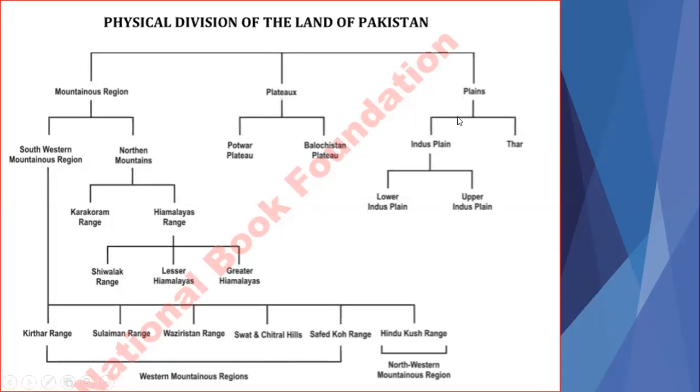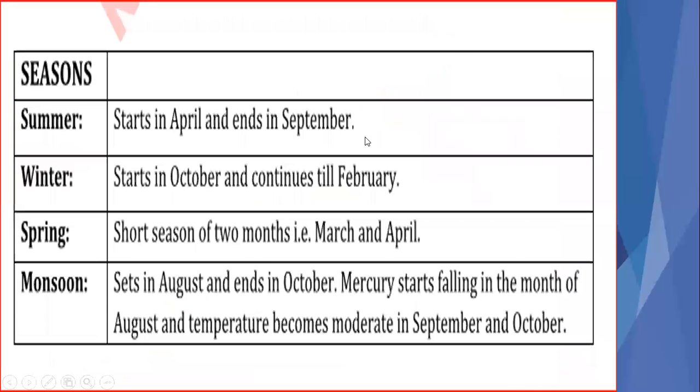Plains of Pakistan. These are two: number one, Indus Plain, and number two, Thar. Then the further division of Indus Plain: Lower Indus Plain and Upper Indus Plain. These can all be asked in short questions, so prepare them well. Now the seasons of Pakistan.